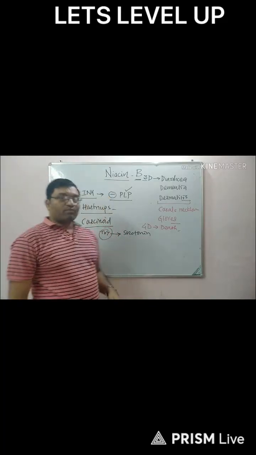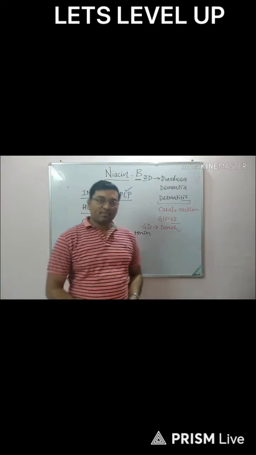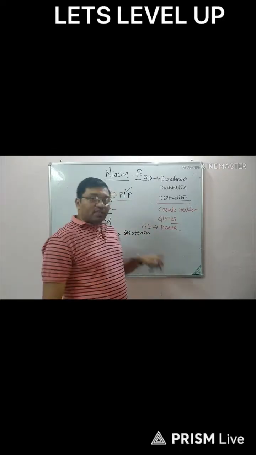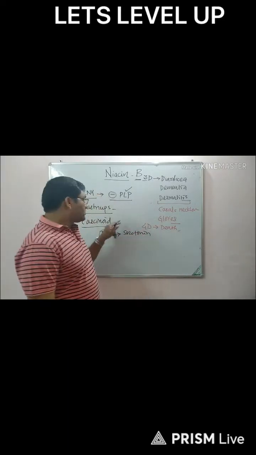So summarizing niacin, the amide form of niacin is known as niacinamide or nicotinamide. It is also known as nicotinic acid. It is also known as the pellagra preventive factor of Goldberger. In chemistry, it is pyridine 3-carboxylic acid. The active forms are NAD and NADP.